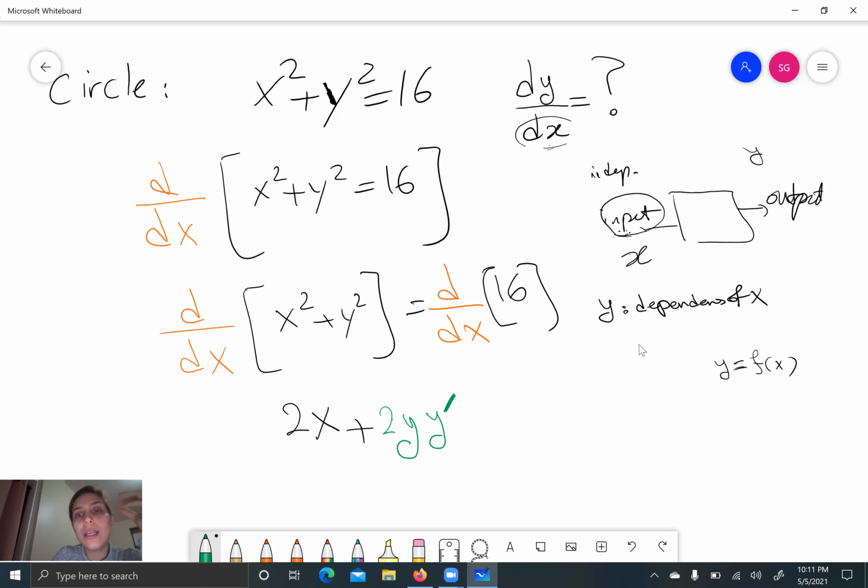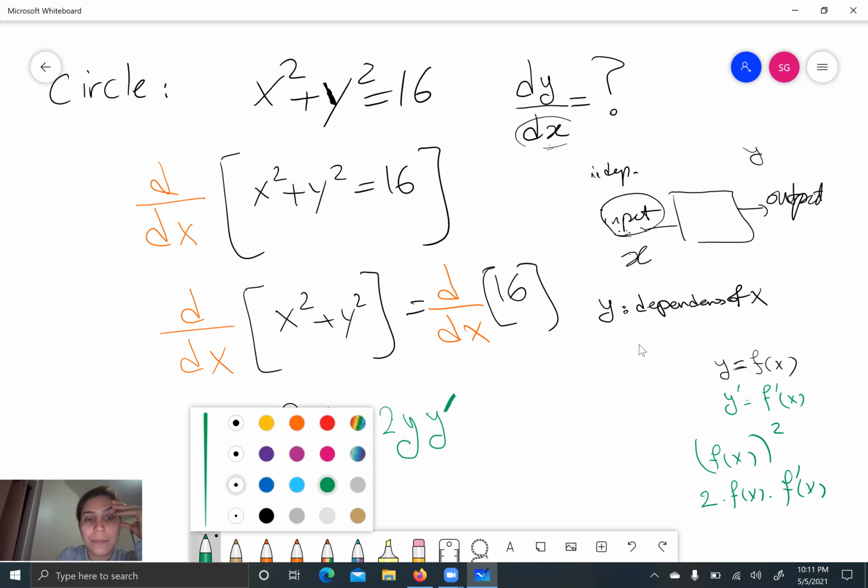Why? Because y is not independent. It depends on x. We also need y prime, which is f prime of x. It's like you have f of x squared. Do you remember how we took the derivative? We said 2 times f of x and then multiply by the derivative of f of x. So this is something like that.